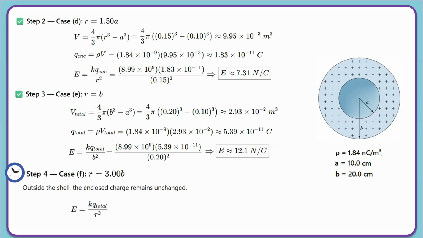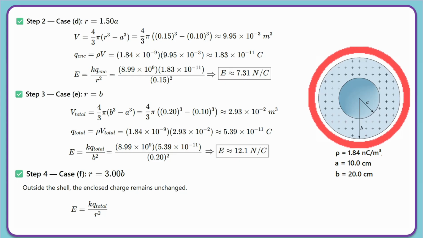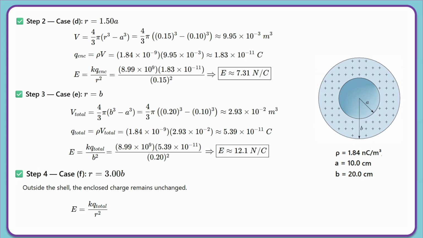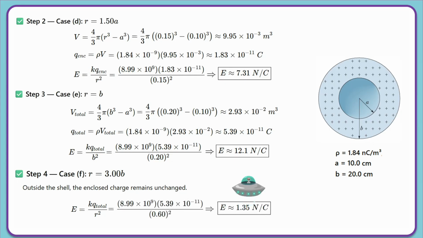Step 4, case F. Finally, consider case F, where R equals 3.00B. This point is completely outside the shell. The enclosed charge remains exactly the same as in the previous step. Only the distance increases, so the electric field decreases according to the inverse square law. The final answer is approximately 1.35 newtons per coulomb.